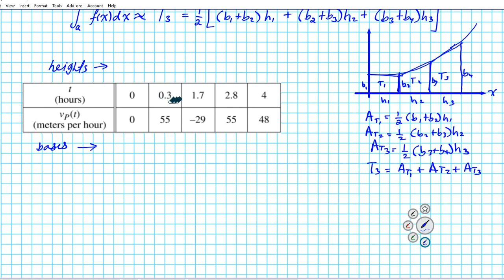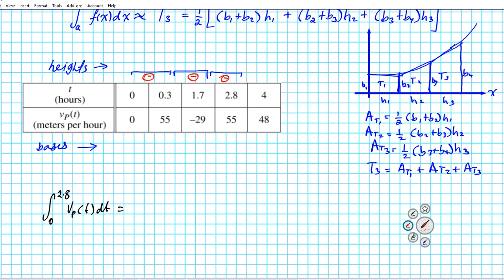Alright, so we need 3 heights, so we're going to go from 0 to 0.3 is your first height, from 0.3 to 1.7 is your second height, and then from 1.7 to 2.8 is your third height. Remember, we're looking for the integral from 0 to 2.8. This is what we are estimating. Okay? Alright, so we're going to be subtracting here. So just subtract, subtract, subtract. That's the operation.